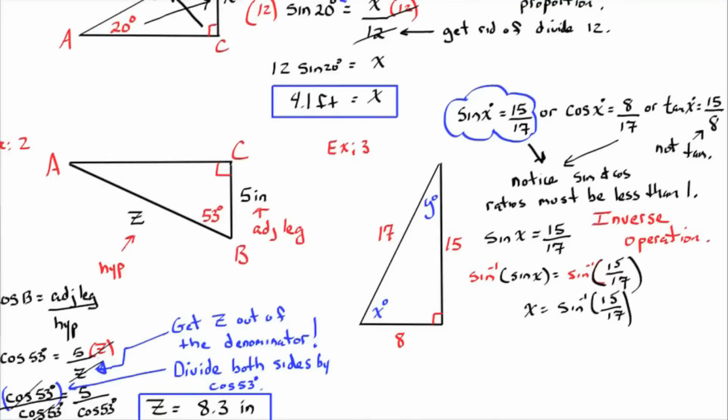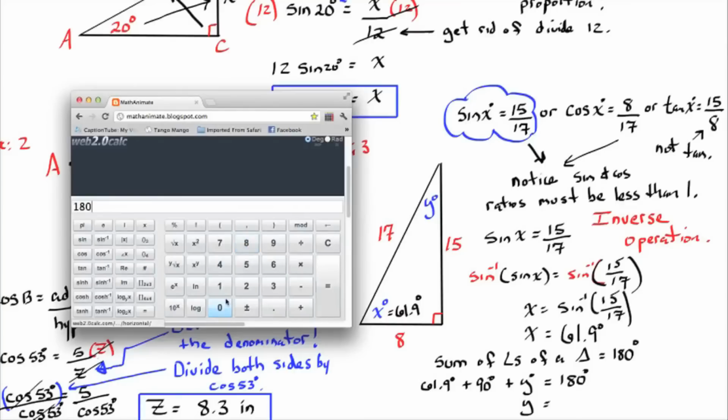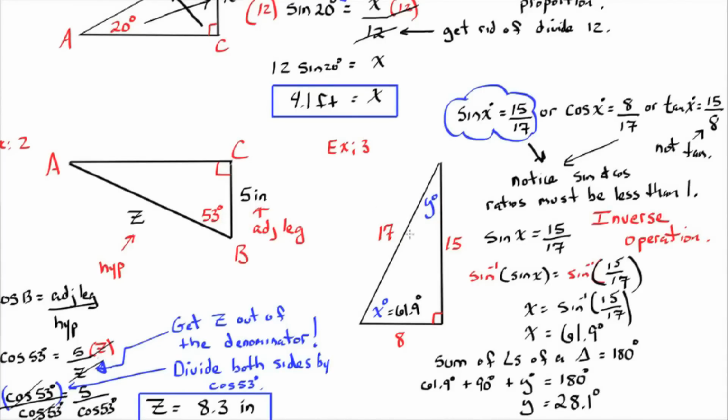Now I can go back and use one of the other equations to find y, but I know the sum of angles of a triangle is 180. So I can just subtract 61.9 and 90 from 180 and get 28.1 degrees. Box everything in and I'm all done.